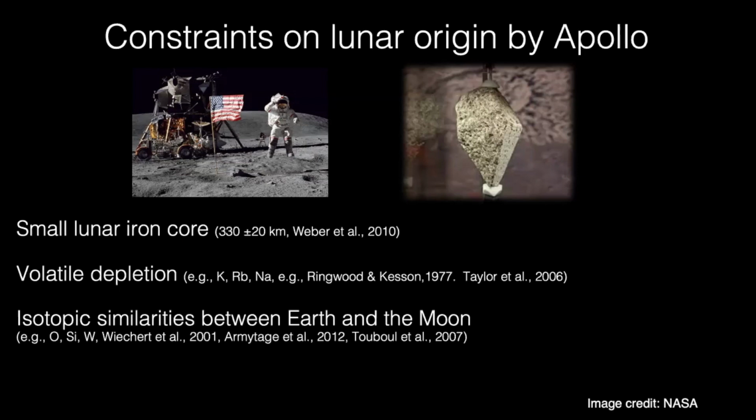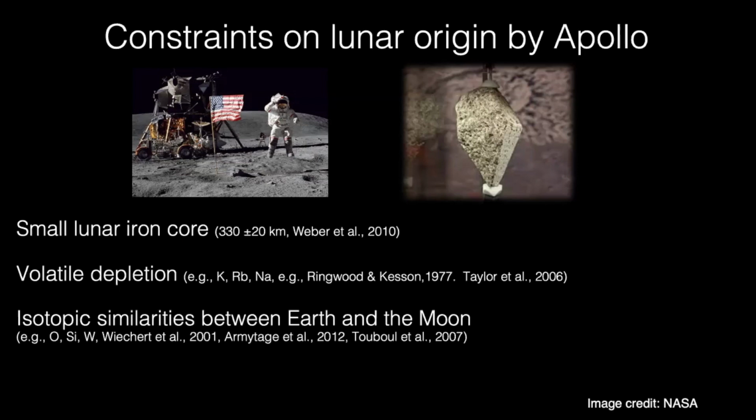But these hypotheses were challenged by Apollo findings. As you all know, we went to the moon, explored the lunar surface, and brought back lunar rocks by the Apollo missions. And now we understand the moon so much better than before. First of all, now we know that the moon has a very small iron core, around 300 kilometers. This has been measured by seismic stations on the lunar surface.